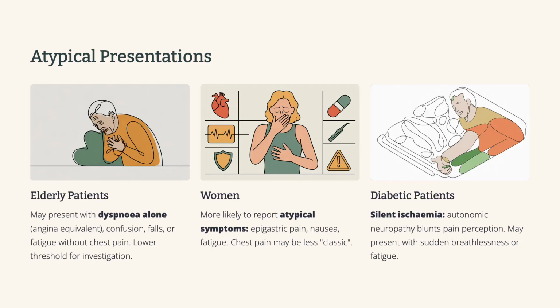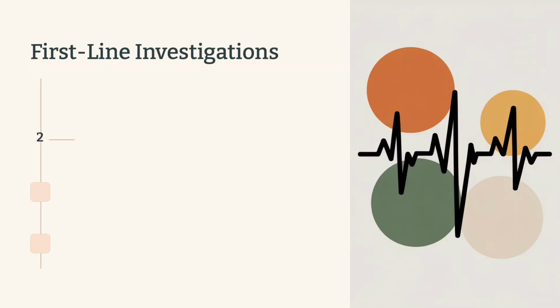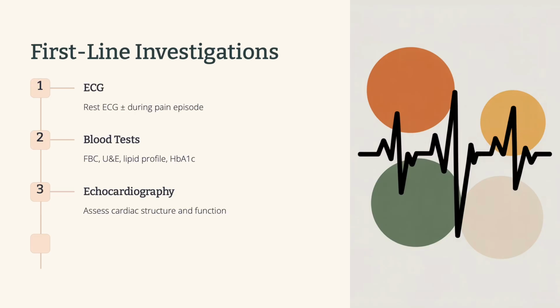Okay, so the sources talk about blood tests, ECGs, echocardiograms. Can you break down what each of those tells us? It's like we're gathering clues to understand what's happening with the heart. So with blood work, we're checking things like full blood count, renal function, lipids. So making sure the kidneys are doing okay, checking cholesterol levels, that kind of thing. Exactly. We want to rule out other potential problems and just get a baseline picture of the patient's overall health.